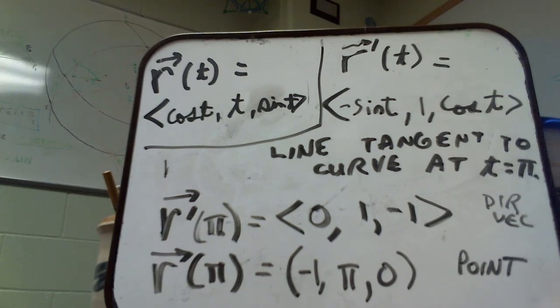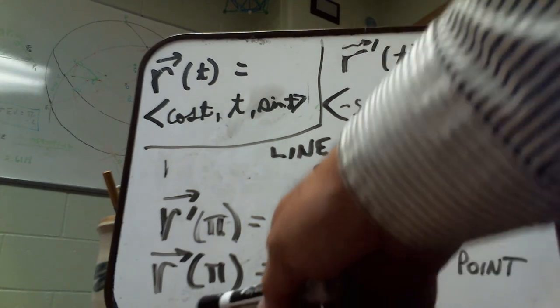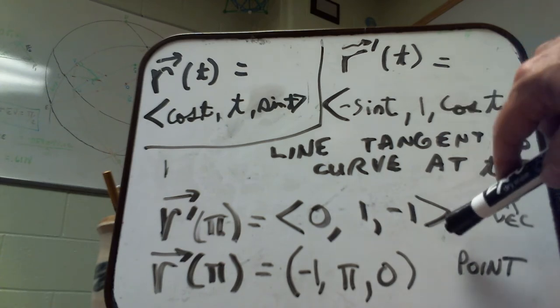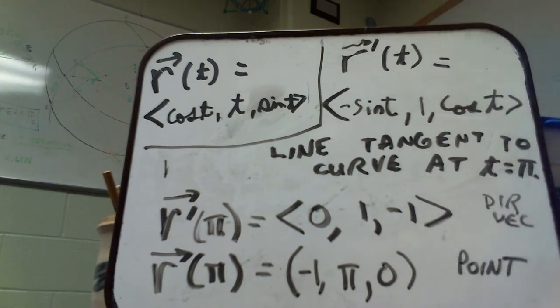What we actually get is, when I put in pi, which I picked out of thin air, for t into r prime, that's the slope of the tangent. It's the direction vector of the line. And then put in pi into the original function, and you get the location of the tail of that vector, but I'm using it as a point. Because now, if I wanted this line, the line would just be this vector times t plus this point.